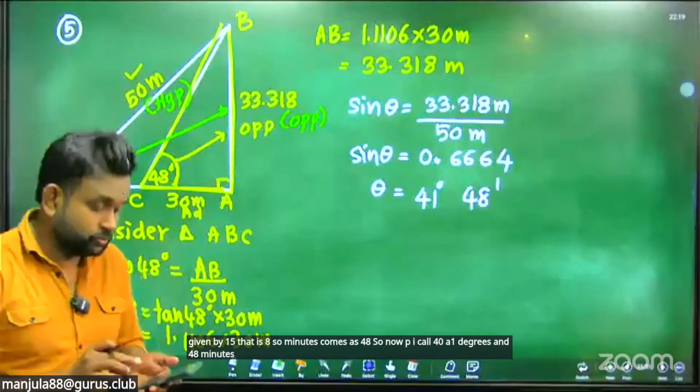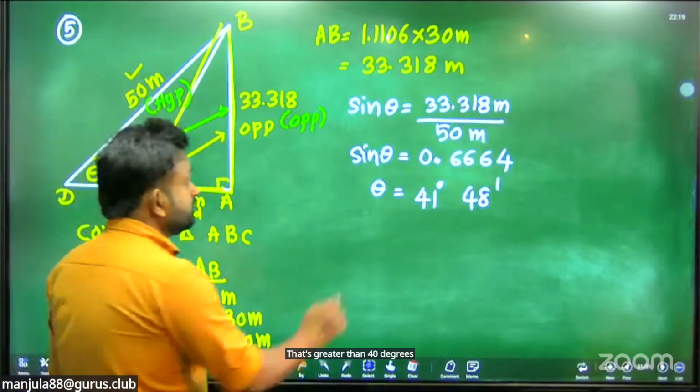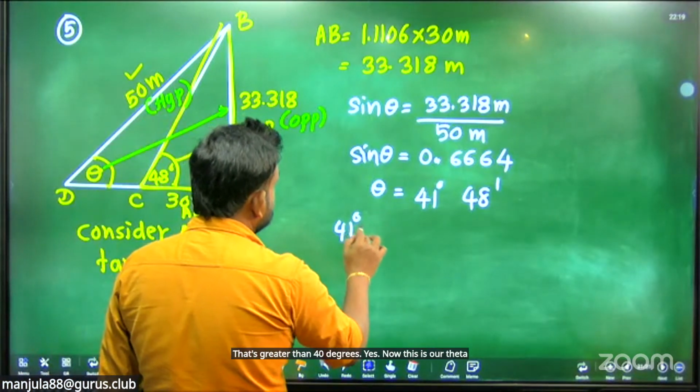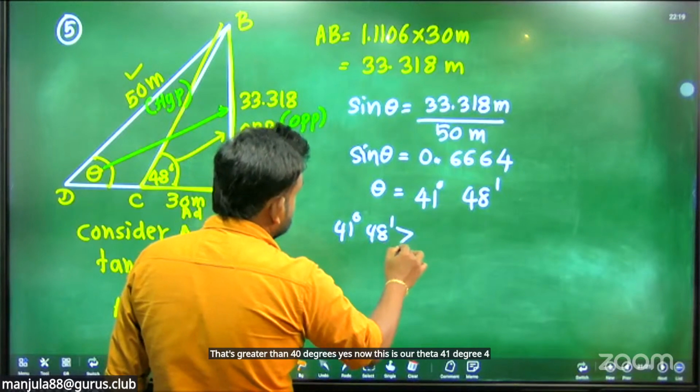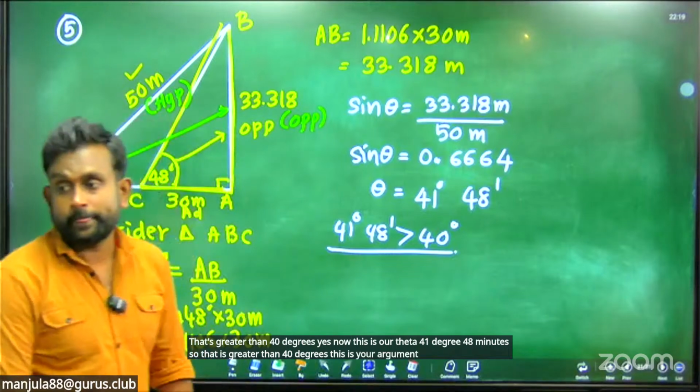They asked to show that it is greater than 40 degrees. Yes. Now this is our theta, 41 degrees 48 minutes. So that is greater than 40 degrees. This is your argument simply.